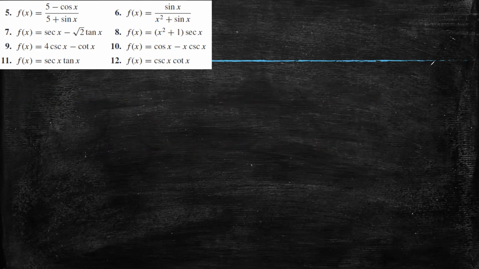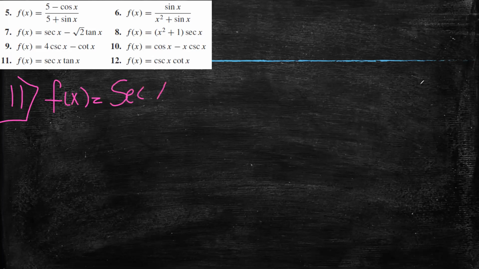Now number 11. Darian, I want you now to solve number 11. F of x is secant x tan x. So we're going to make secant f.